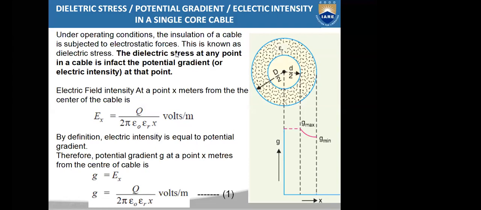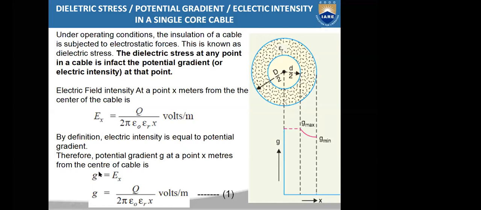As I said, this dielectric stress will be the same as the potential gradient, which is also known as electric intensity. So from this definition, you can say that potential gradient and electric intensity are the same. If you represent this potential gradient with the letter small g, then the potential gradient g at a point x meters from the center of the cable can be written as g is equal to Ex. Electric intensity and potential gradient are both the same.